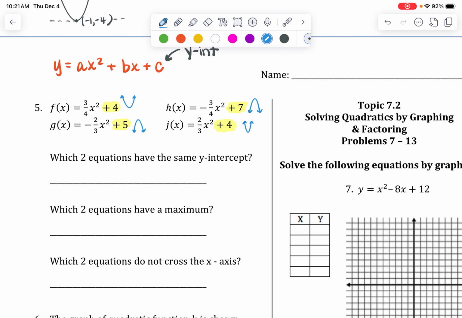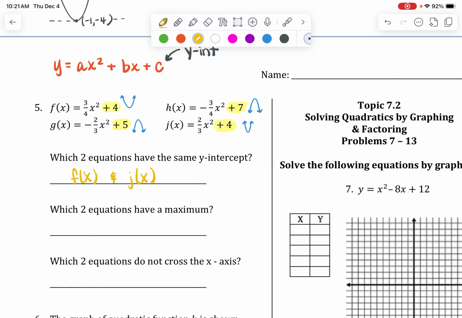Well, that's pretty easy, right? Since we know that the C values are the y-intercepts, and it looks like this one and this one both have a y-intercept of positive 4. So I'm just going to refer to that as their given names of f of x and j of x. They both have the same y-intercept of 4.